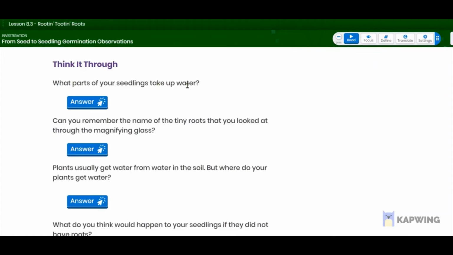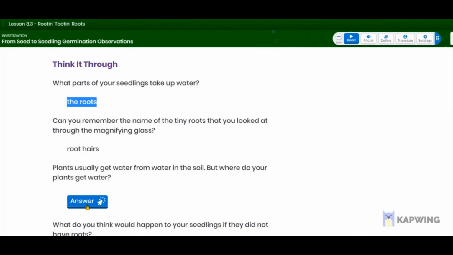What parts of your seedlings take up water? The roots. Remember this, the roots. And the roots take up water from the soil. Can you remember the name of the tiny roots that you looked at through your magnifying glass? What were they called? The root hairs. Okay. Plants usually get water from water in the soil.